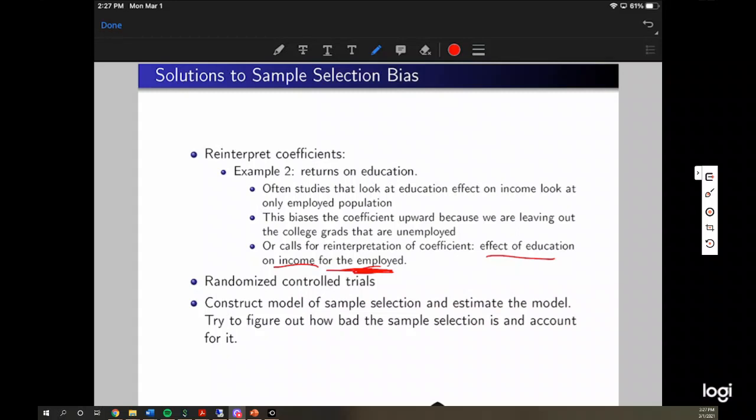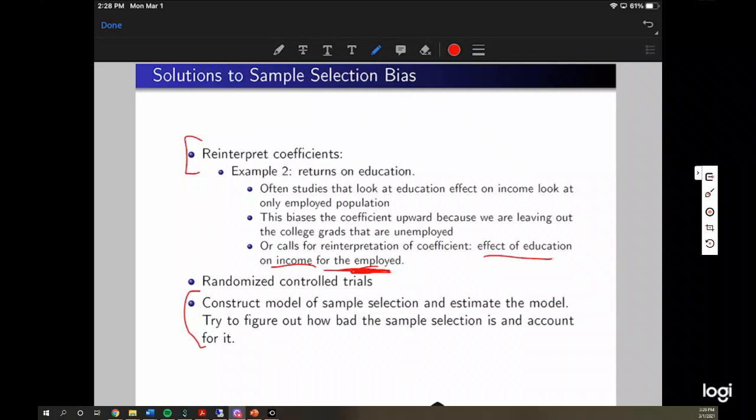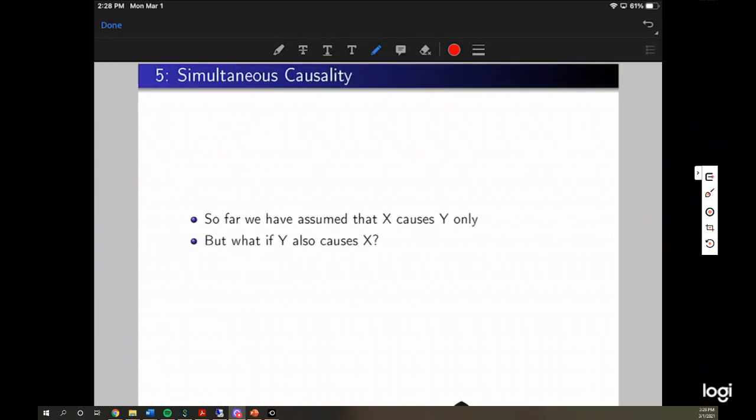So we're just reinterpreting the coefficients, and then they're correct. We could run a randomized controlled trial, but those are expensive to do. We would have to go collect our own data and get a grant to do so. Typically that's not an option, and so oftentimes we end up relying on solution number 1. We can construct a model of sample selection, estimate the model, and then try to figure out how bad the sample selection is and account for it. This one is done in practice, but it's a lot harder than just reinterpreting the coefficients.